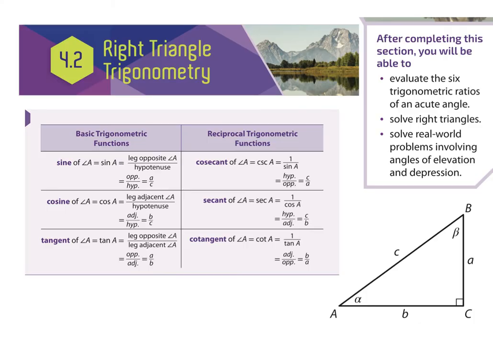Basic trig functions. Sine, shortened to SIN, but you still pronounce it sine. Opposite over hypotenuse. Cosine, adjacent over hypotenuse. Tangent, opposite over adjacent. If you have learned it any time at all, you know this little acronym here, SOHCAHTOA. All right, opposite over hypotenuse, adjacent over hypotenuse, opposite over adjacent.